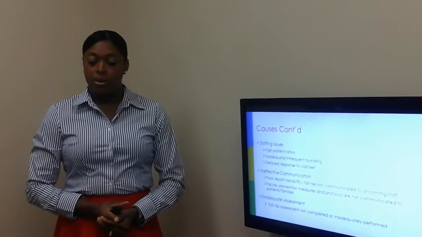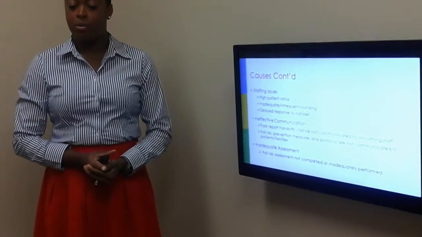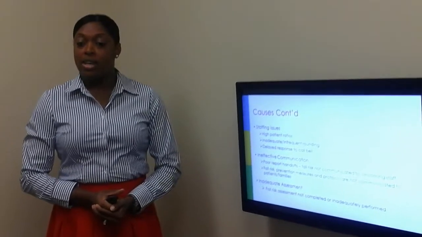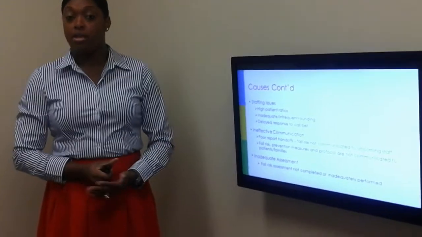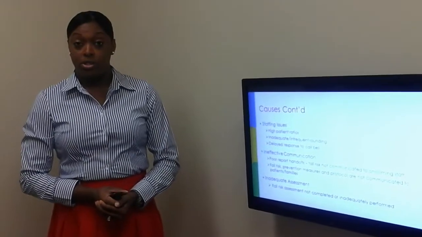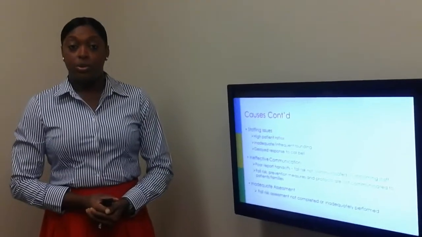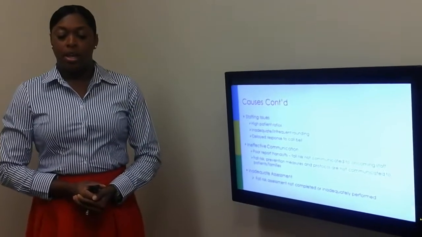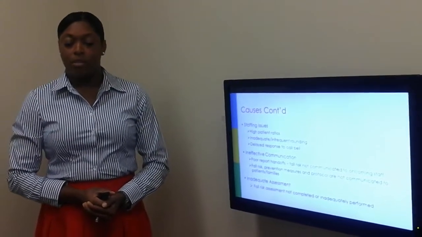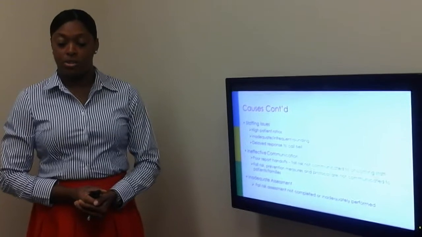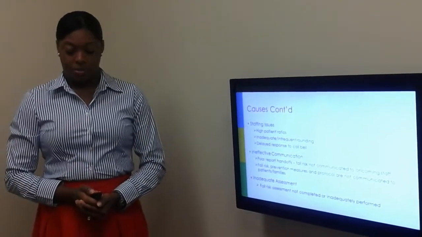Additional causes include ineffective communication. It cannot be understated how important it is to communicate effectively in nursing, not just with the patients, but amongst ourselves as professionals as well. Some of the examples of ineffective communication include poor report handoffs, where the fall risks are typically not communicated to the oncoming staff. Fall risk or prevention measures and protocols are not communicated to the patients and their families.